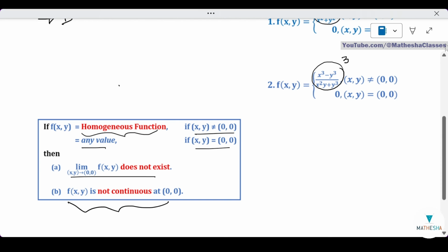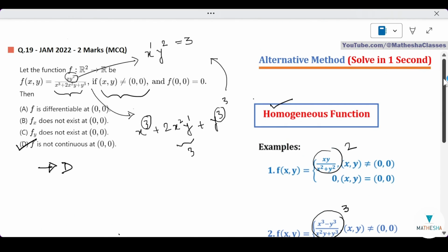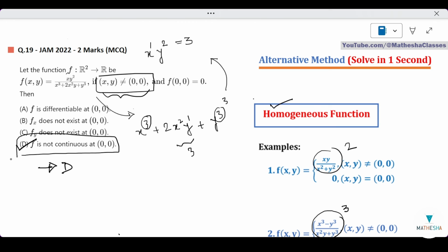तो यहाँ पे हमारे गिवन फंक्शन इज अ होमोजीनियस फंक्शन. हमारे फंक्शन होमोजीनियस फंक्शन है जब (x,y) का वैल्यू (0,0) नहीं है, इसीलिए इट कैनॉट बी कंटिन्यूअस एट (0,0). सो दिस इज द करेक्ट ऑप्शन. सो इफ यू आर यूजिंग दिस मेथड, देन यू जस्ट नीड 1 second to solve it. So that's all. Thank you.